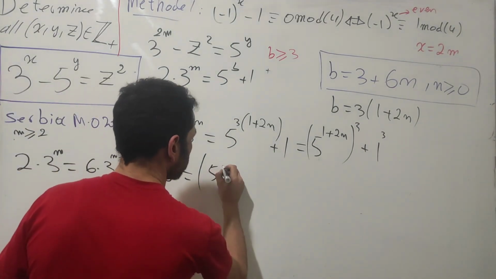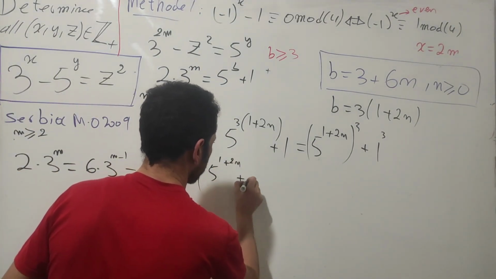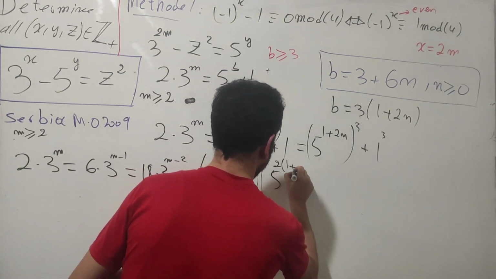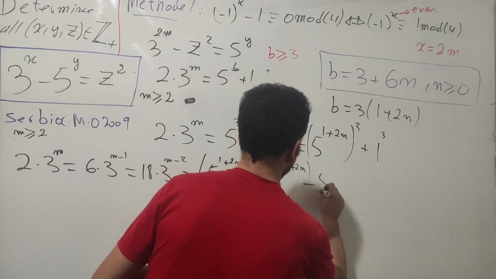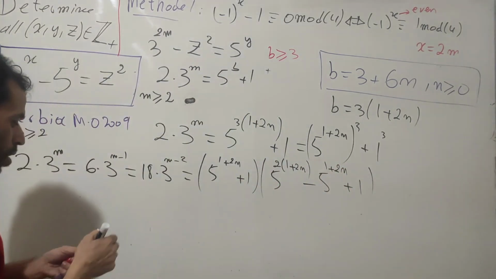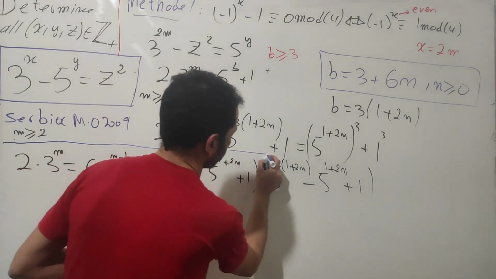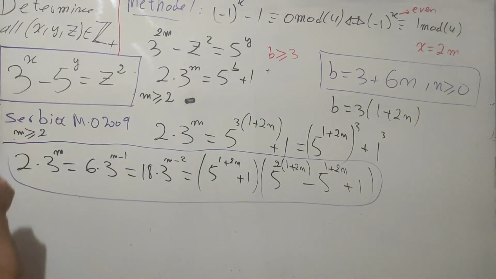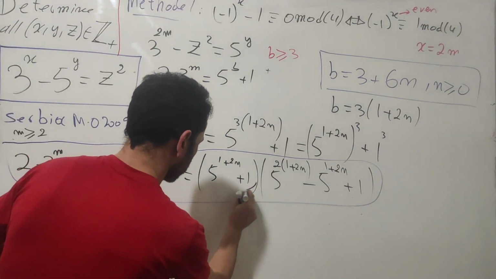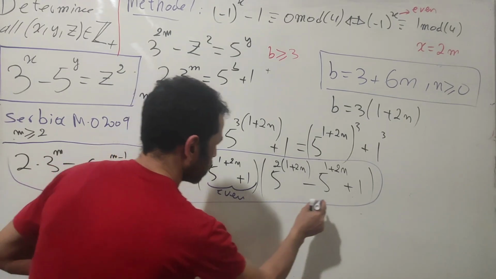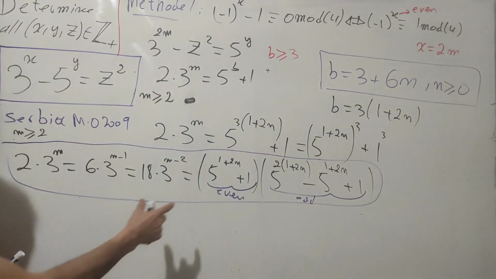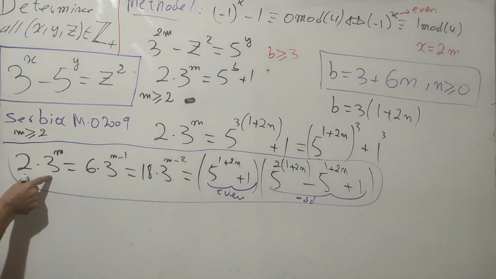So I get 5 to the 1 plus 2n plus number 1, factor 5 to the 2 multiplied by 1 plus 2n, minus 5 to the 1 plus 2n plus number 1. Okay, I have expressed this one in a nice form here. If you take a look at this product, we know this one is an even, we know this one is an odd.